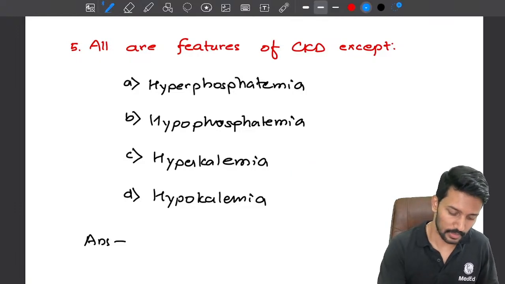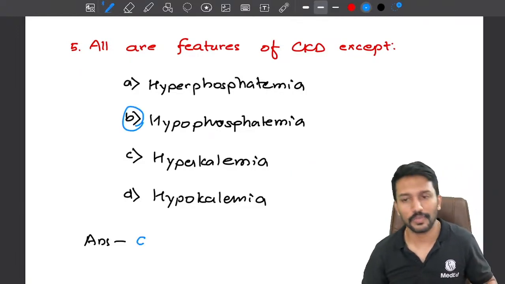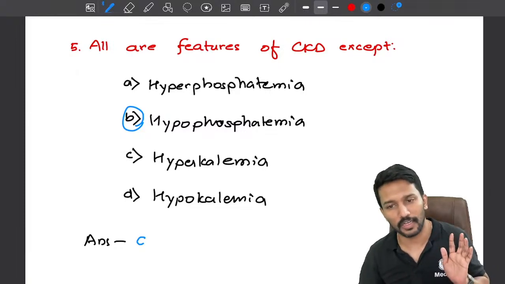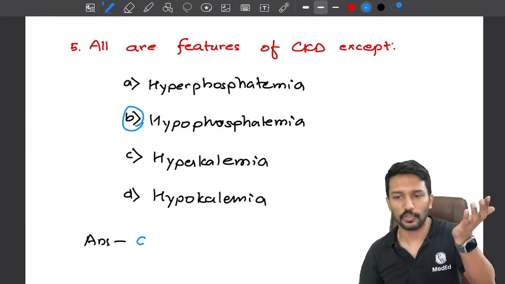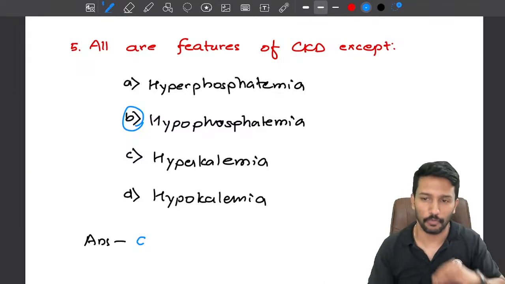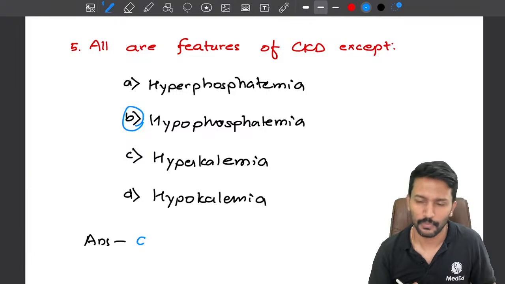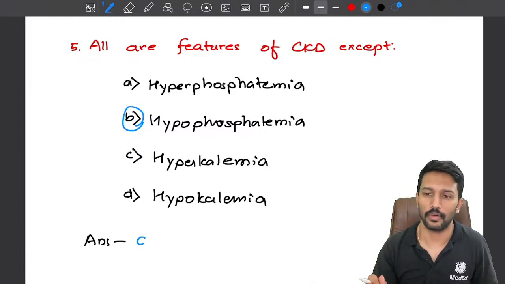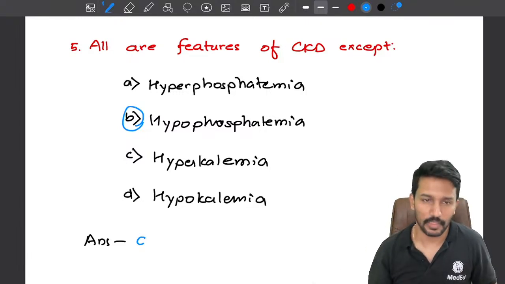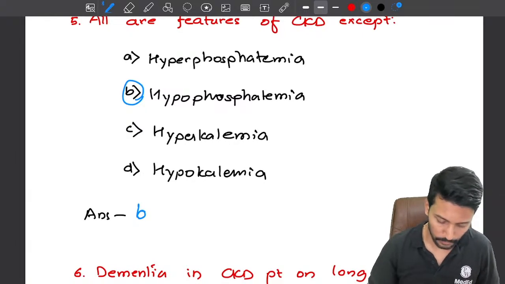So what should be the answer here? Option B should be the answer. Hypophosphatemia is not a feature of CKD. It can be a complication of treatment of CKD. If the phosphate is high, to bring it down, I will put a too stringent restriction on the phosphate intake and I will give too high doses of sevelamer, which is a phosphate binder. Then the patient's phosphate level can come down, but directly not because of the CKD. So option B would be the answer for this question.